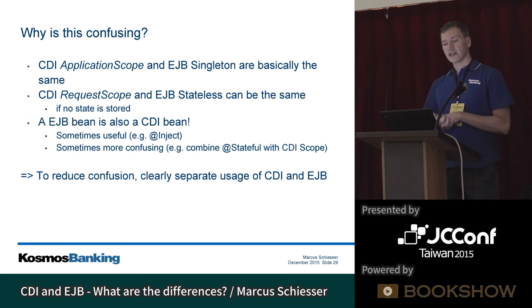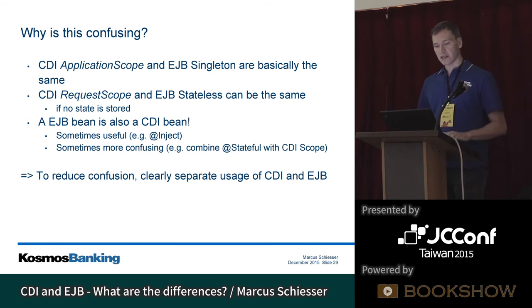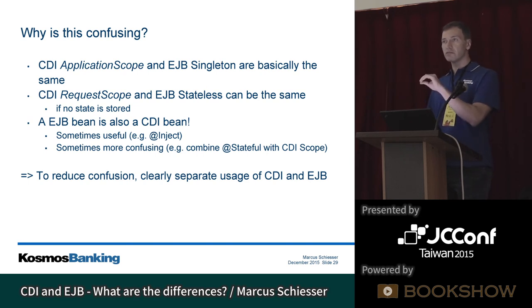So for example, CDI application scope and EJB singleton are basically the same, right? From the scope point of view, they are a singleton, as we just learned. Then we have CDI request scope and EJB stateless. They actually can be the same. Under what conditions can they be the same from the scope point of view? Because we learned that, of course, an HTTP request has a very short lifetime, and as long as you don't store any request-specific state in the request scope bean, it can behave as an EJB stateless bean. So you could have the same application, you have an EJB stateless bean, and you change the annotation, it's just an annotation, to request scope, then you have a CDI bean, and the application behaves the same way. Of course, that's a little bit confusing, although it's something completely different.